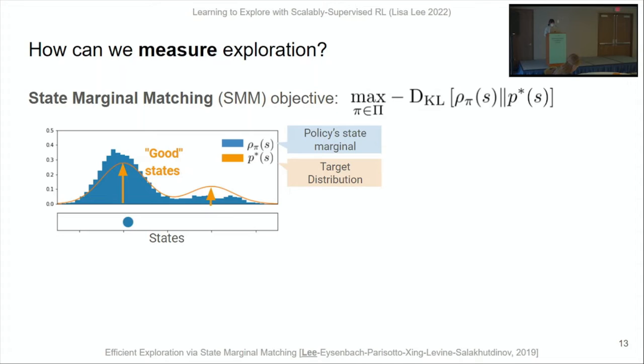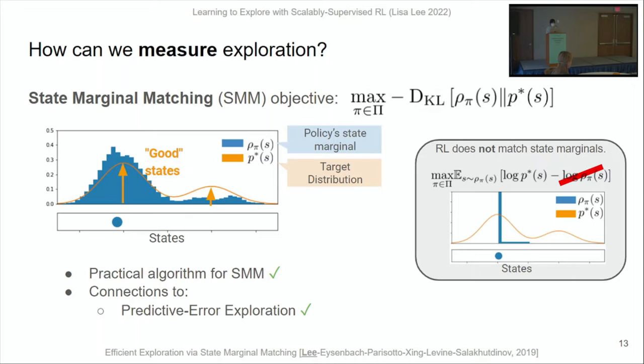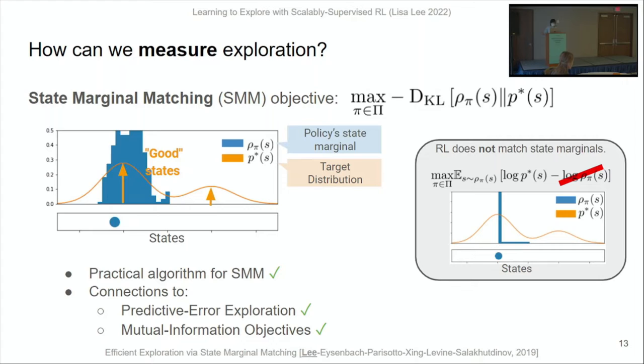We note that this objective is different from standard RL, which does not match state marginals, but instead the RL objective produces a policy that goes to the mode of the target distribution. In our paper, we provide a practical algorithm for optimizing this objective, and we also show connections to predictive error exploration and mutual information objectives, and use our analysis of state marginal matching in order to provide a new perspective on these prior works and understand these methods better.